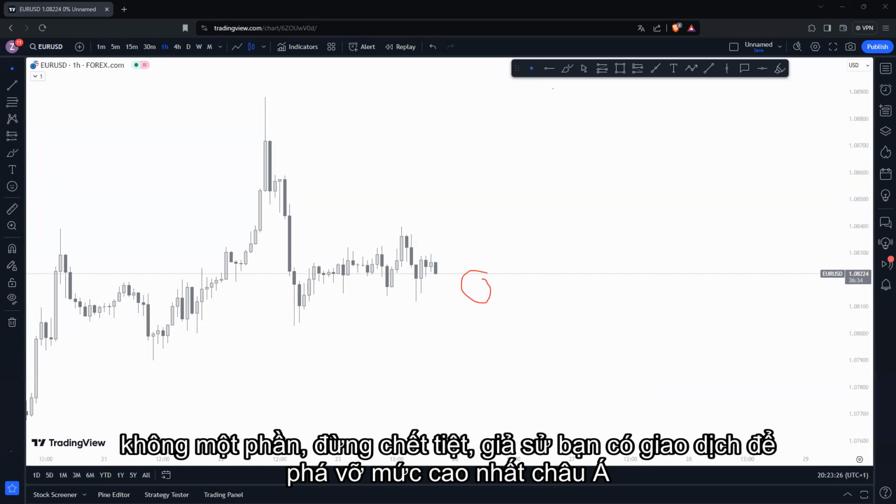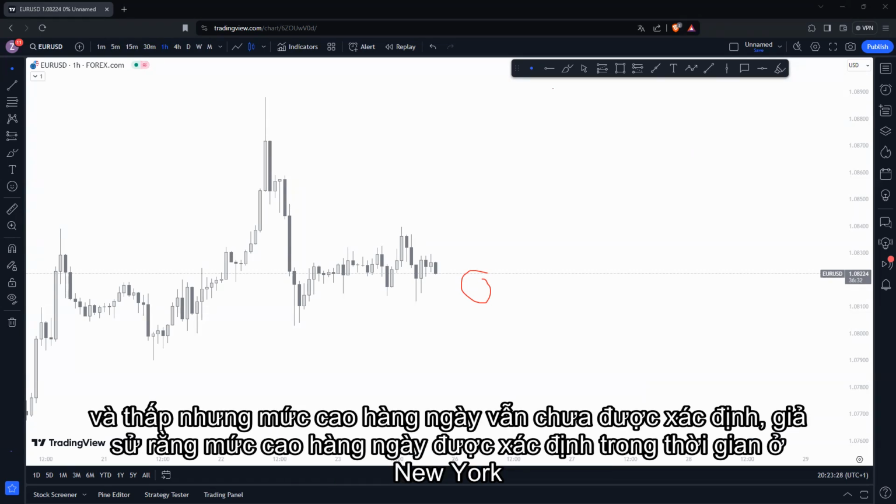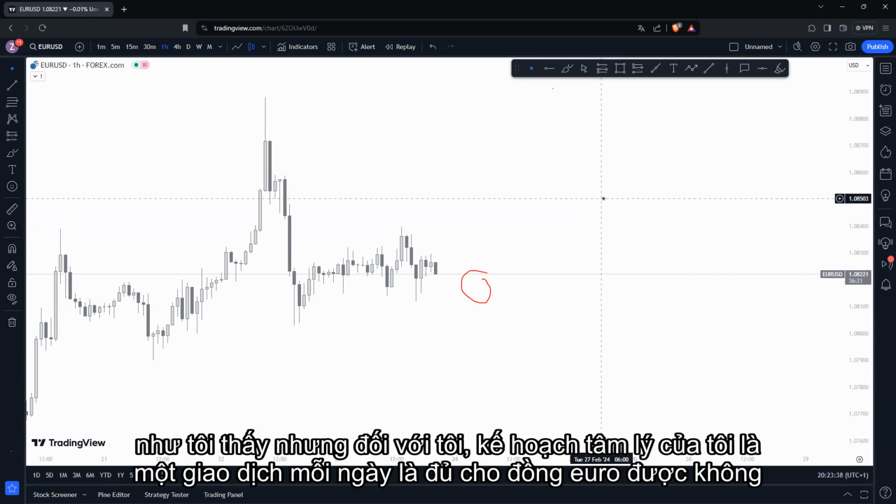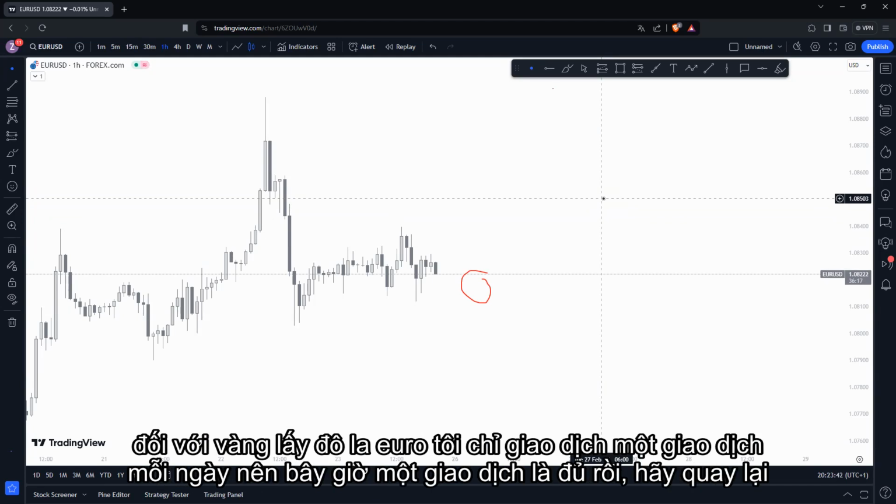Let's say you had a trade for the break of the Asian high and low, but the daily high is not taken yet. Let's say that daily high gets taken during New York. Do you take the daily high trade too, or only one trade? I would take as many setups as I see, but for me, my psychological plan is one trade per day is enough for euro dollar, okay, not for gold. For euro dollar, I only trade one trade per day, so one trade is enough.